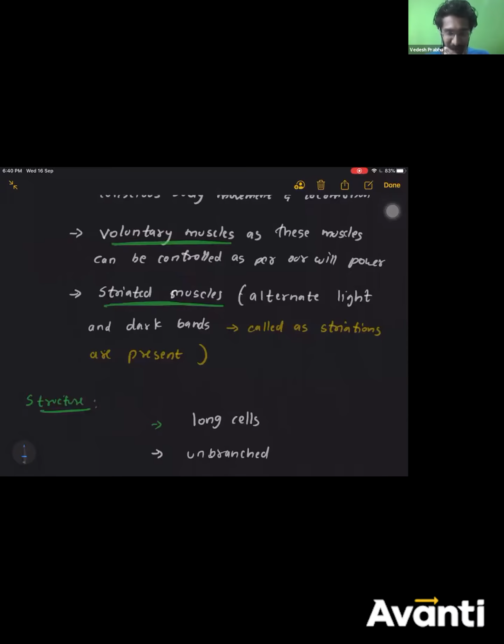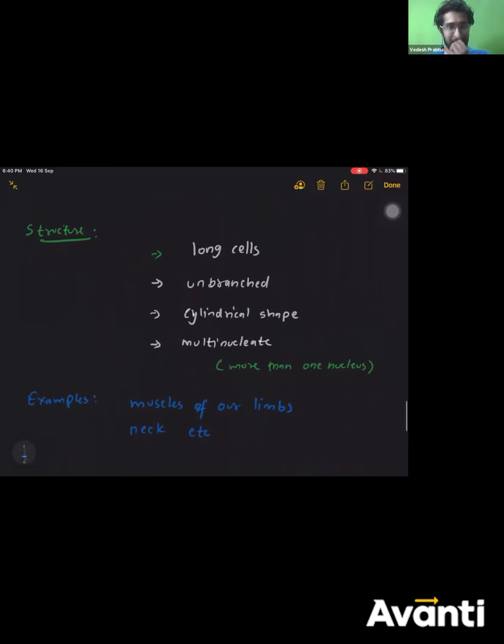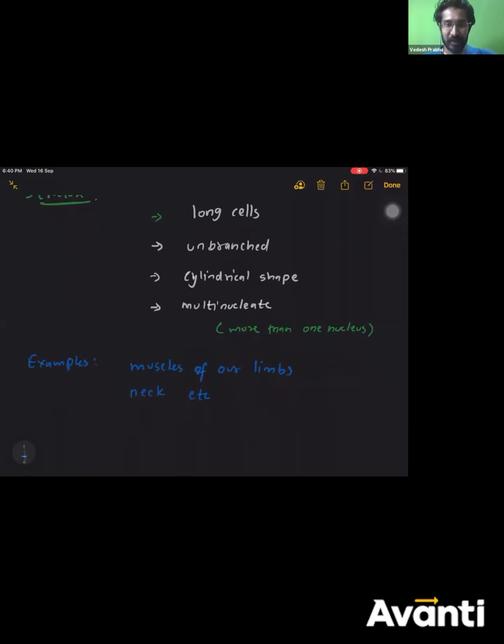The next thing is the structure. How does it look? These are long cells which are unbranched, then cylindrical shape, as well as multinucleate. The examples are the muscles of our limbs as well as our neck. Willpower is nothing but your thought, your thought process or your conscious. So you can control as per you want. You see, I can do like this, like this, everything. This is under my control.